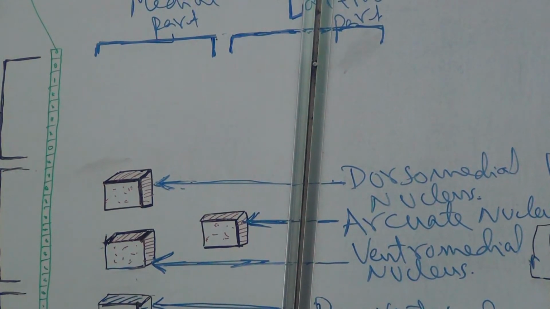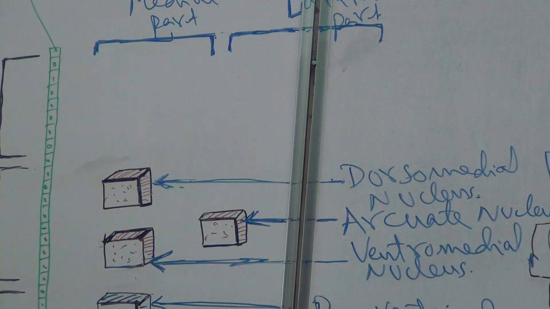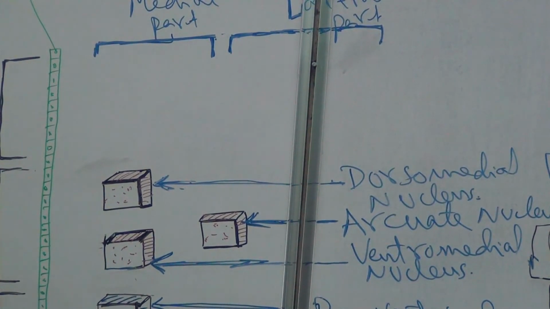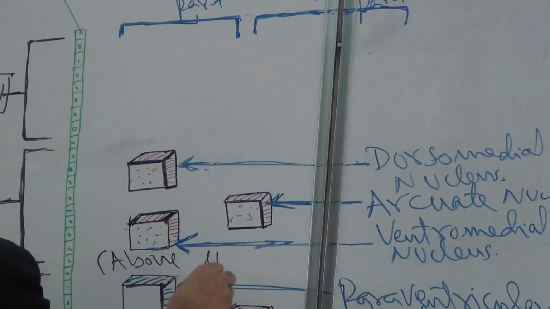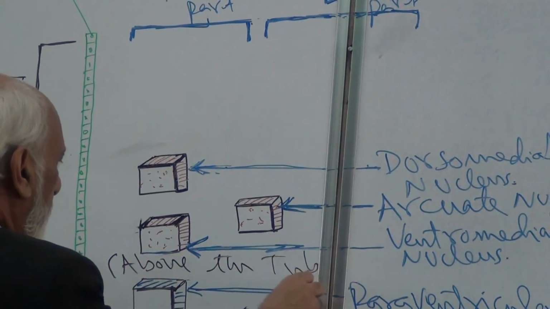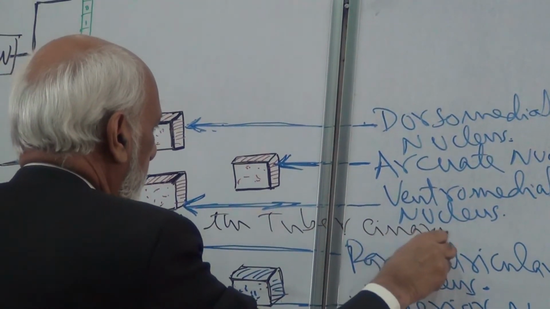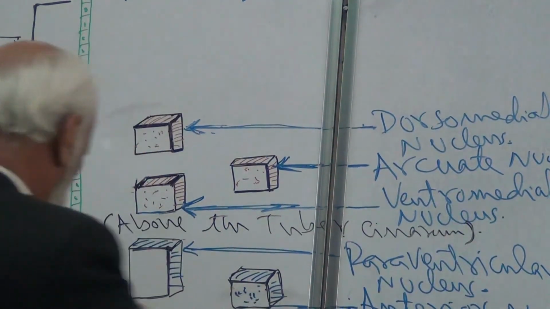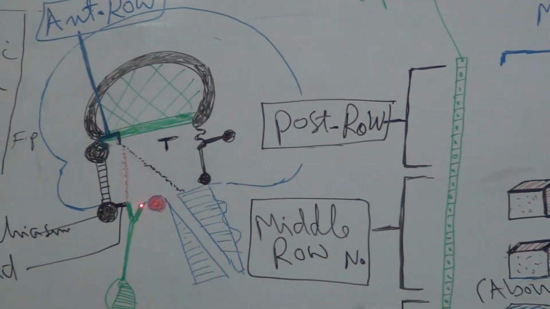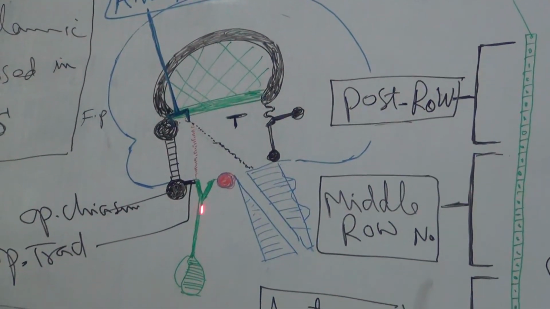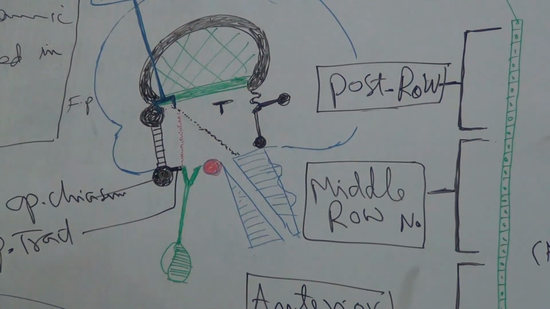Now these nuclei lie above the level of tuber cinereum. Now here in this diagram you can see this is tuber cinereum, infundibulum, pituitary gland. So above the level is the middle row.